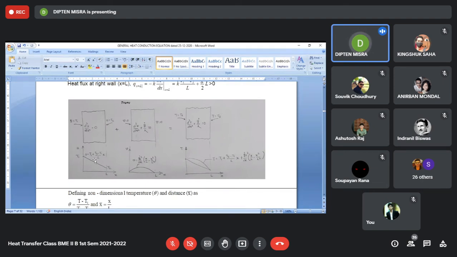If you examine this solution, U is equal to T1, that represents temperature, plus a difference of temperature, which is also temperature, into length by length. So it becomes independent of length.